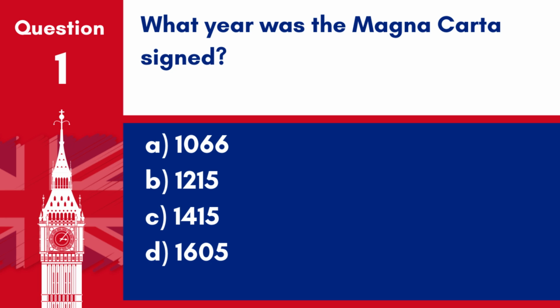Question 1. What year was the Magna Carta signed? A. 1066, B. 1215, C. 1415, D. 1605. Answer: B. 1215. The Magna Carta, the Charter of Liberties, was signed by King John of England in 1215, marking a seminal moment in limiting the power of the monarchy and laying the groundwork for modern democracy.